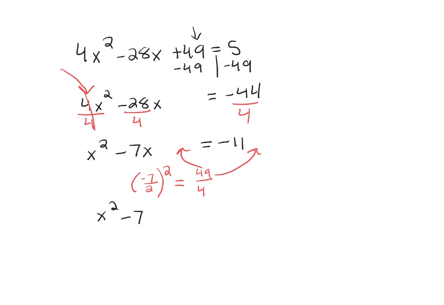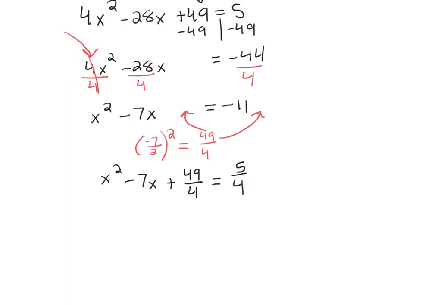X squared minus 7x plus 49/4 equals negative 11 plus 49/4, which ends up equaling 5/4. Next step is to factor. So I have x and I have minus. The square root of this term, you just square root both, and it goes back down to 7/2. Squared equals 5/4.